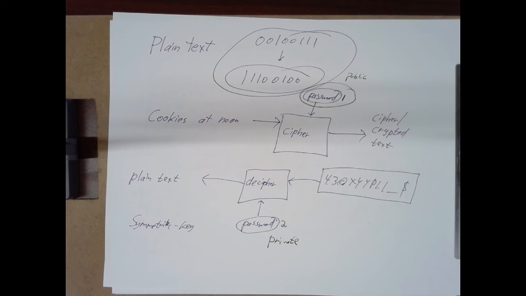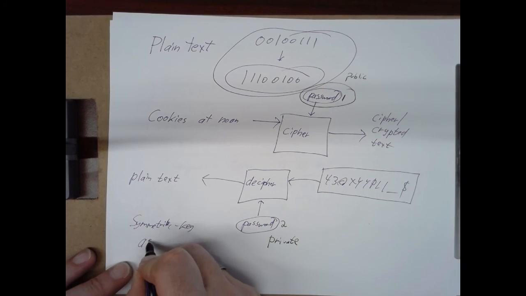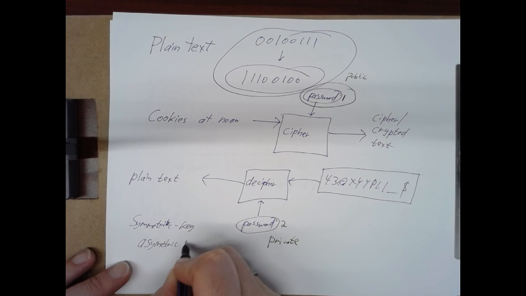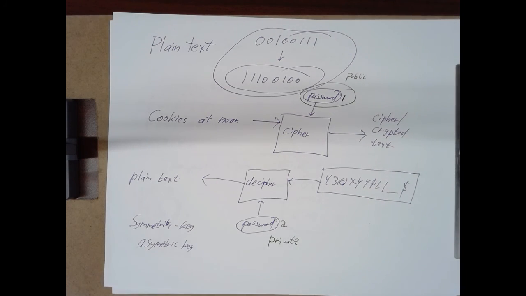Okay, this is why e-commerce works. This is why the internet is usable today. Because we have this so-called asymmetric key system. It's also sometimes called a public-private key system.